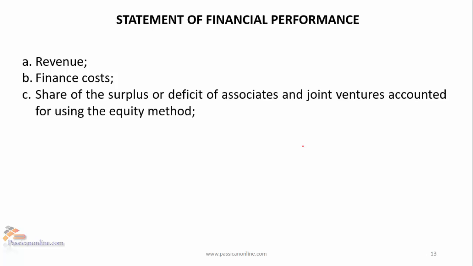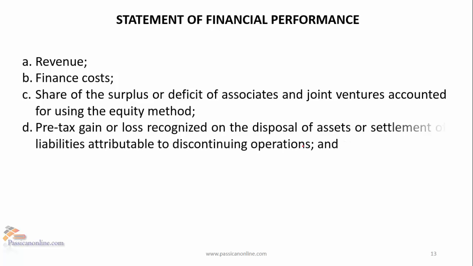Now, the statement of financial performance. The statement of financial performance shows financial performance during an accounting period. IPSAS says that as a minimum, the statement of financial performance must show the following: revenue, finance costs, share of surplus or deficit of associates and joint ventures accounted for using equity method, pre-tax gain or loss recognized on disposal of assets or settlement of liabilities, and the surplus.